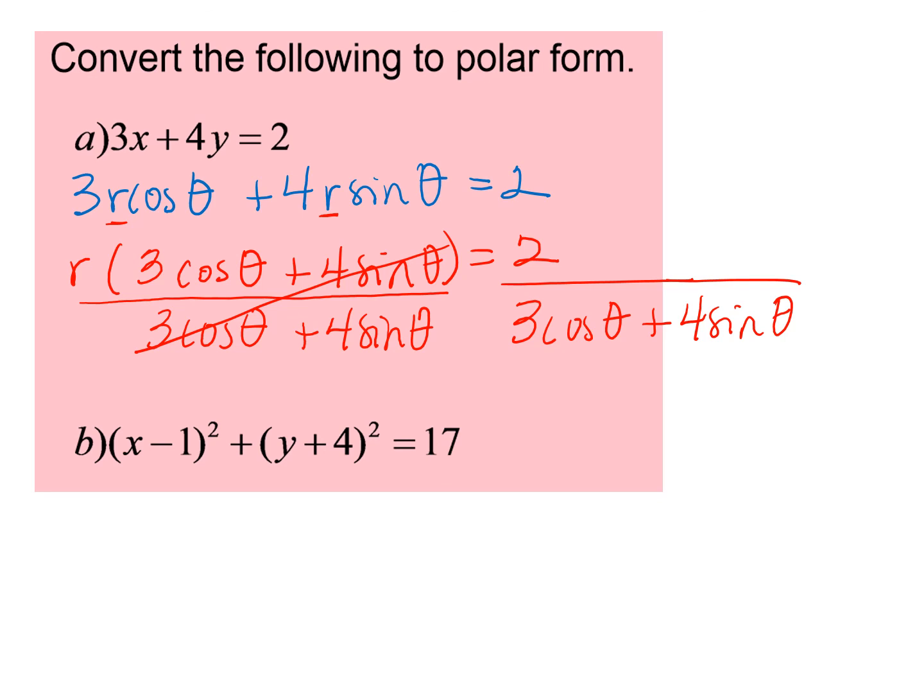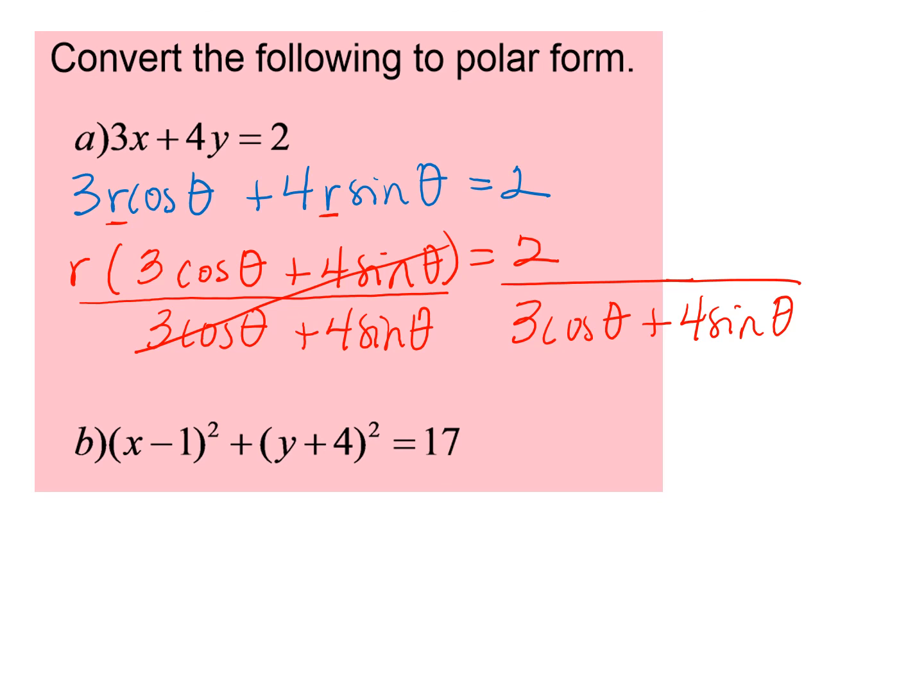For part B, just based on the equation, we should see that this is a circle. It's centered at (1, -4), and the radius is equal to the square root of 17, so just a tiny bit more than 4. So as we go through and solve for r, we kind of know what the equation should look like. On this one, we're going to need to expand.